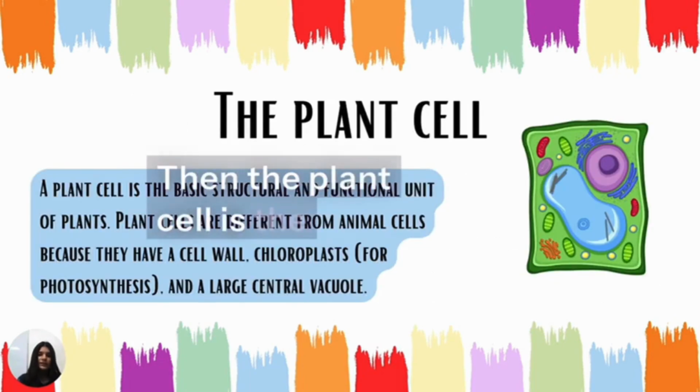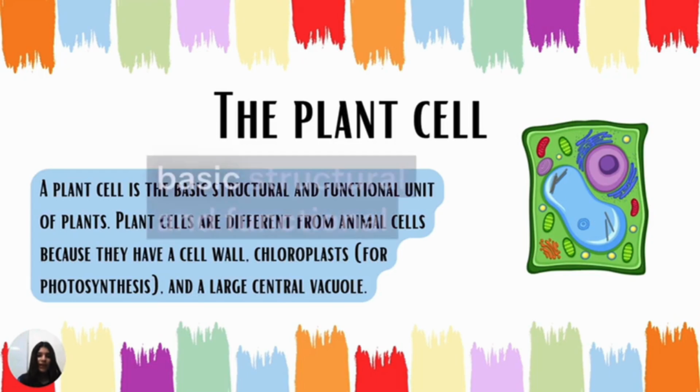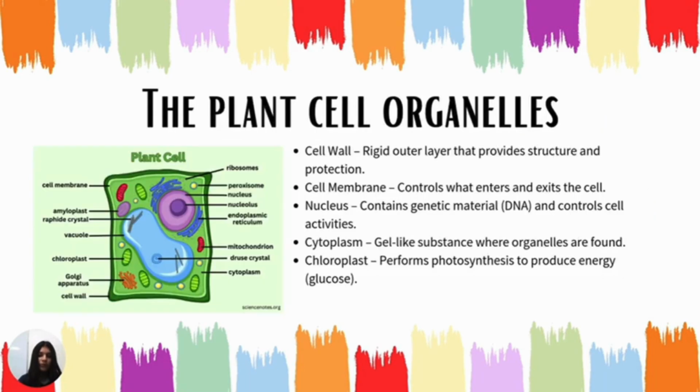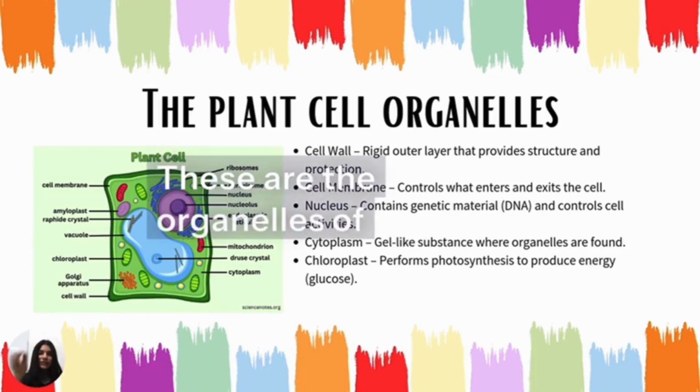Then the plant cell is the basic structural and functional unit of plants and is different from animal cells because it has a cell wall, chloroplasts, and a large central vacuole. These are the organelles of the plant cell.